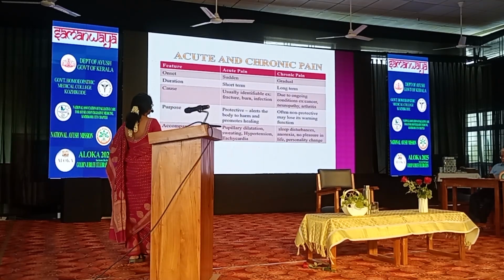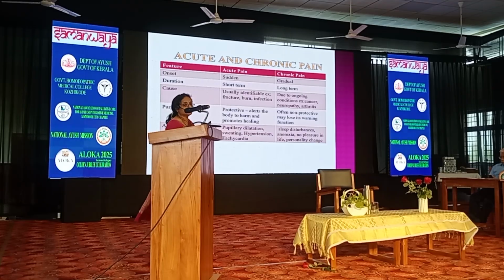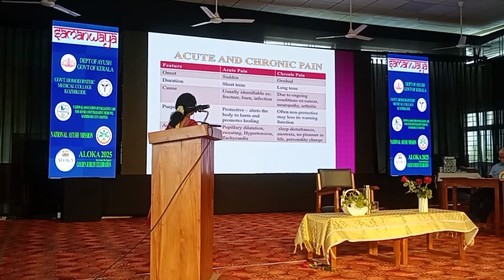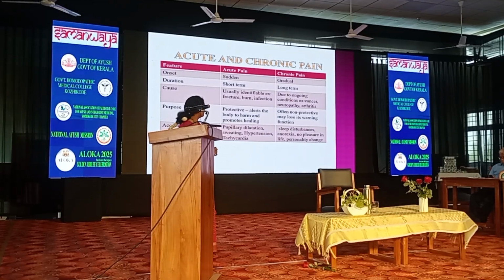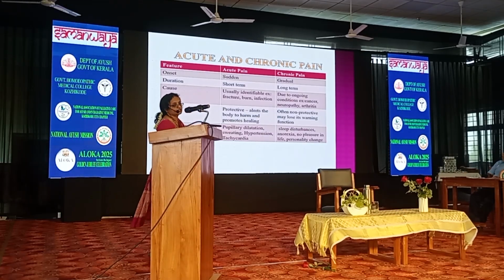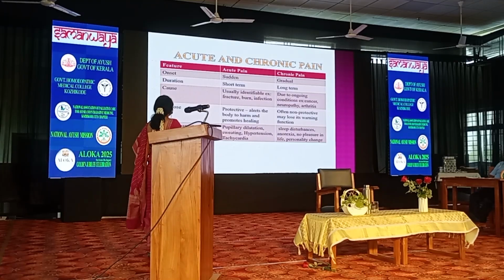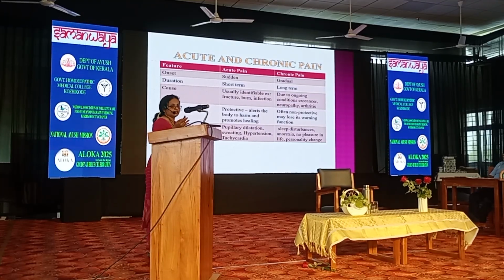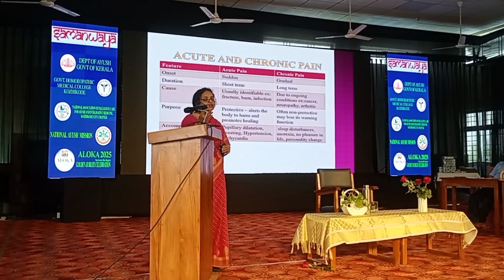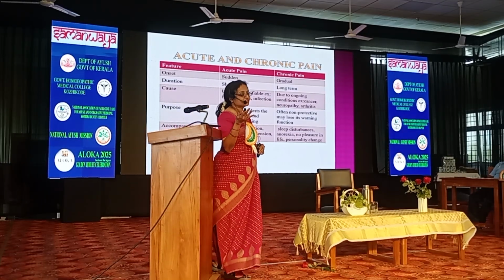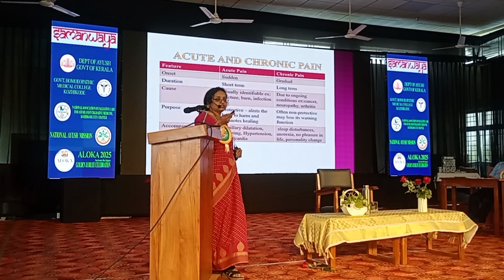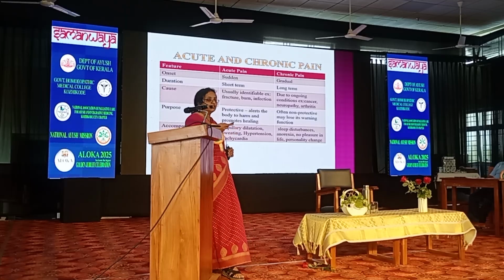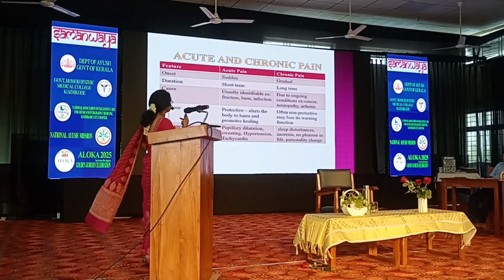Purpose: acute pain alerts the body to harm and promotes healing. The patient will be fine once you remove the cause. But chronic pain is non-protective, so it loses its warning function. So these are the accompanying features. You can see hypertension and tachycardia in acute pain. When you see in the ER a patient who comes with myocardial infarction, you can see tachycardia, hypertension, and sometimes you can identify it. But chronic pain, no, they will be coming with sleep disturbances.